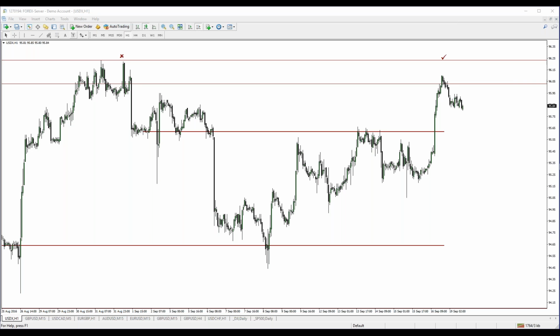We're going to be reviewing the cable from last week. We're going to be looking at the high resistance liquidity run, the impact it had on price, and then we're going to contrast that with that of the low resistance liquidity run that we saw transpire on the pound dollar.